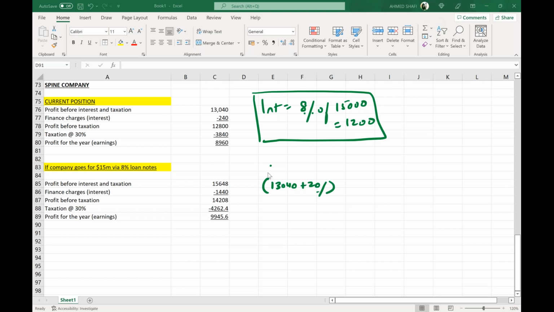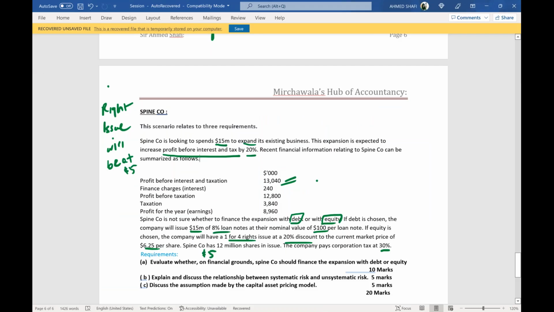Okay, the question is to evaluate whether the company should go for debt or equity, whether Spine should finance with debt or equity. So obviously I need to calculate some ratios to reach a conclusion. But before that, to find the ratios, I need the updated profit and loss statement. If finance is raised via 15 million 8% loan notes, I have made the updated P&L.